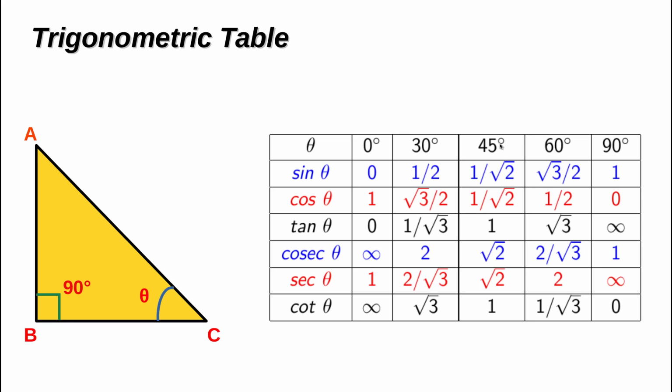Now cosec 45 degree value is 1 divided by 1 by root 2, which is root 2, and cosec 60 degree value is 1 divided by root 3 by 2, which is 2 by root 3, and cosec 90 degree value is 1 divided by 1, which is 1.